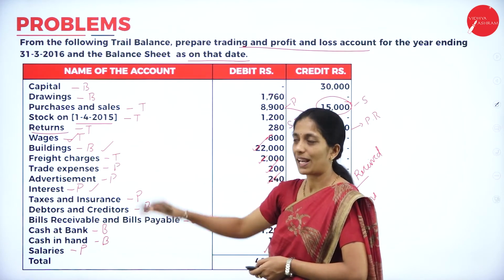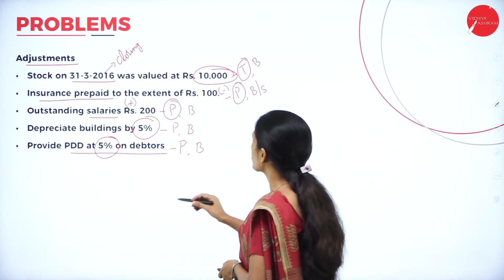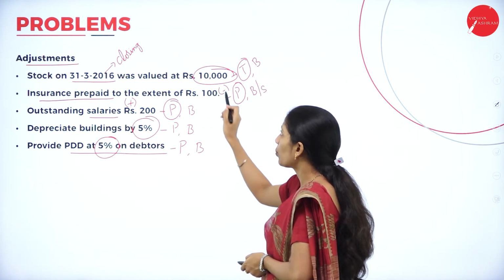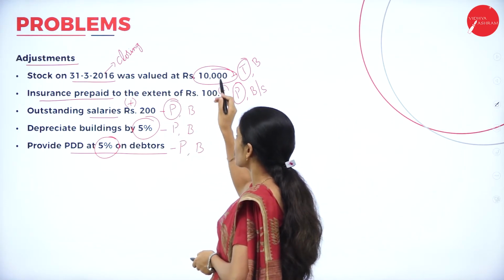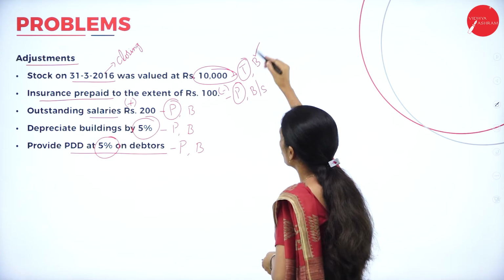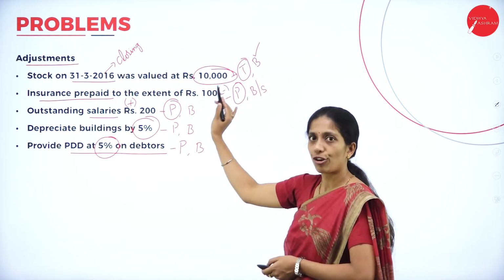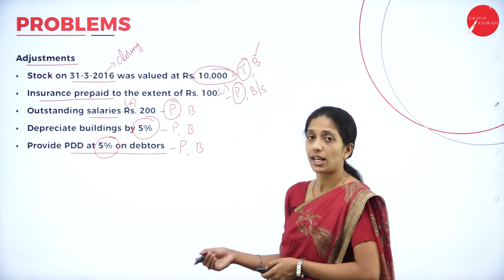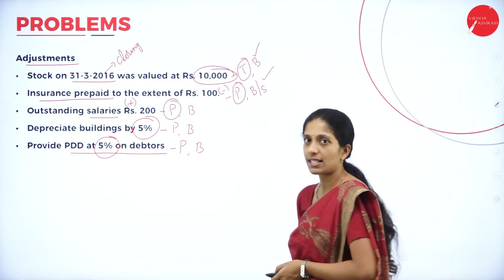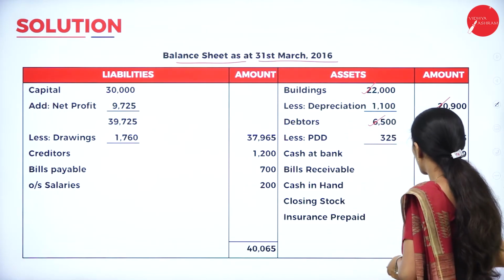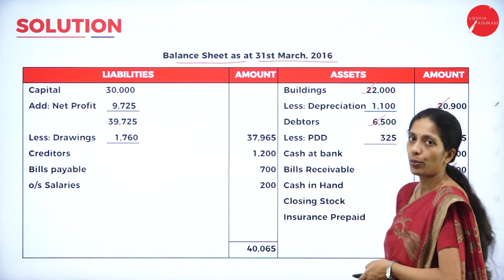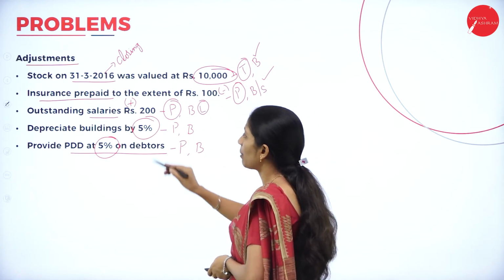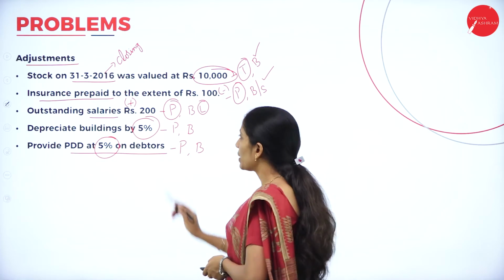So we are done with the trial balance. But go through the adjustments. Which are the assets we have? Yes, prepaid insurance. So prepaid expense is an asset. So how much? 100. And we have closing stock also, 10,000. I have told you we have to record closing stock in the balance sheet. Closing stock is an asset. So write it on the asset side. And prepaid expenses, that is prepaid insurance, is an asset. So write it on the asset side of the balance sheet. So closing stock 10,000, prepaid insurance 100. Next, any other assets? Outstanding salary is a liability. So we'll record it on the liability side. Depreciation we have taken. PDD we have taken.